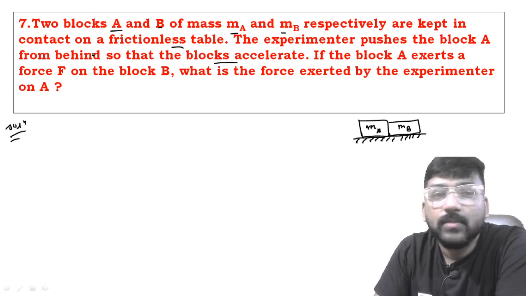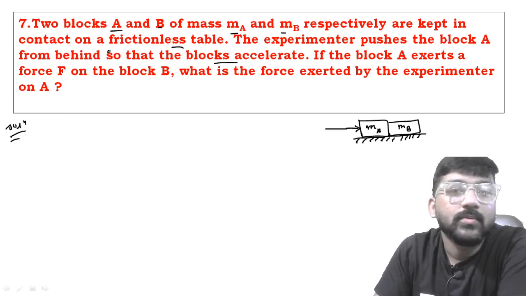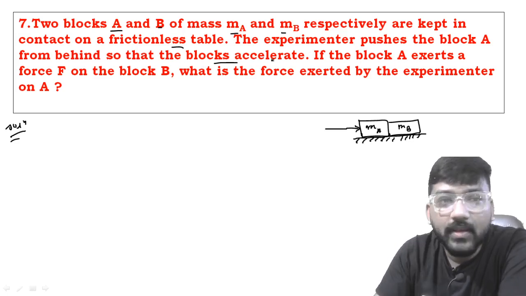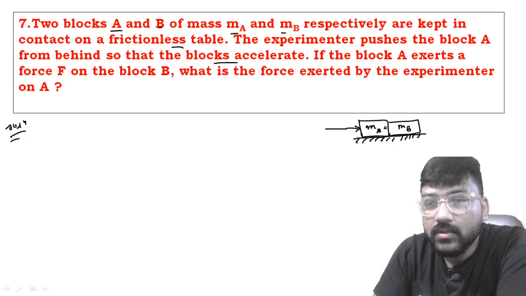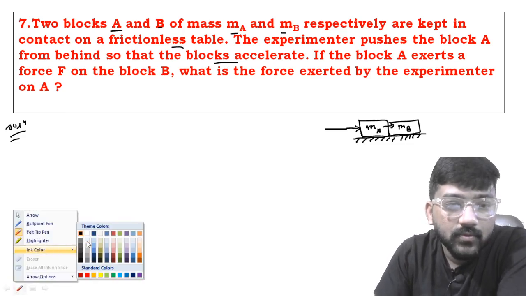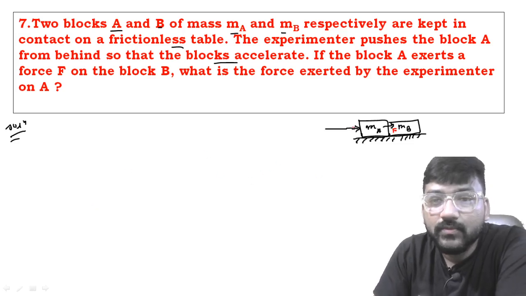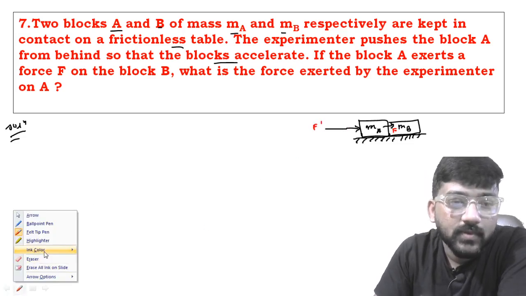The experimenter pushes the block A from behind, so that the blocks accelerate. If the block A exerts a force F on the block B, so here is the force. The force F is actually exerted by A on B. And let us suppose that the force given by the experimenter is F dash. So we have to find basically F dash.